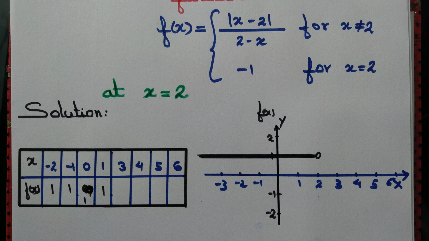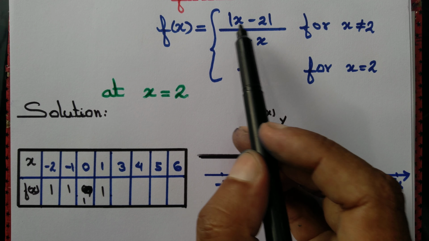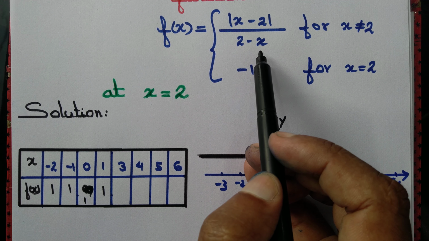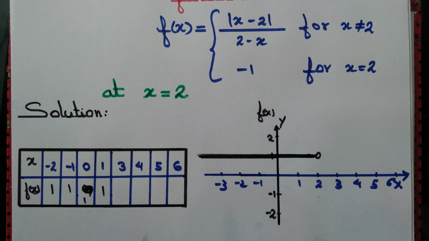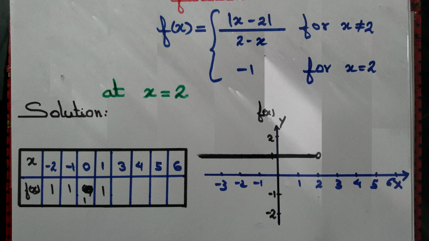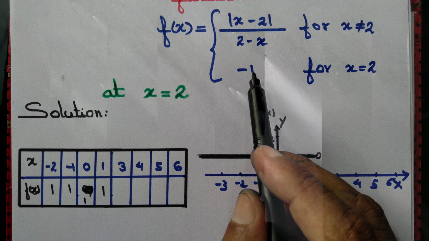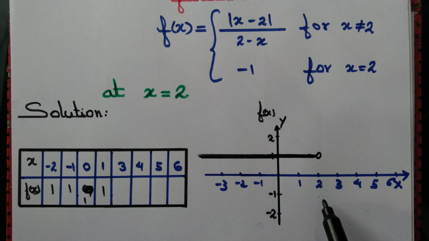So that's the graph of the function f(x) = |x − 2| / (2 − x) for x not equal to 2 and x less than 2. How about when x equal to 2? If x equals 2, f(x) is exactly equal to −1.